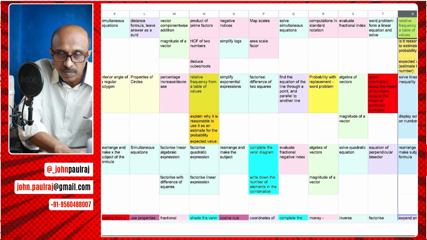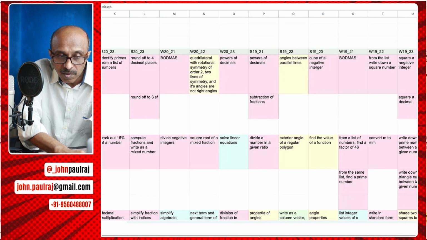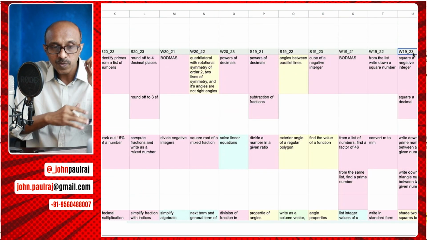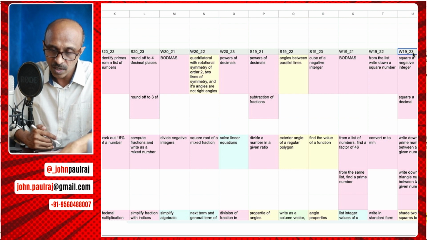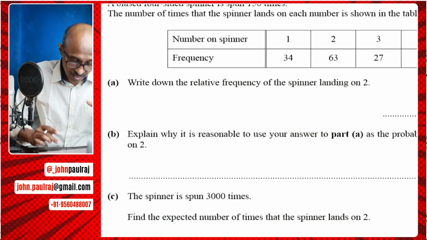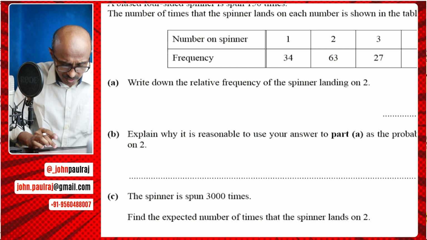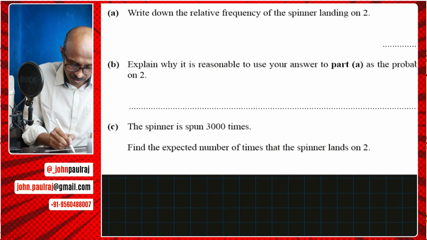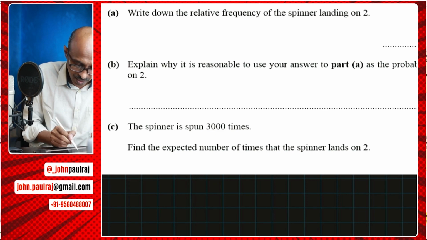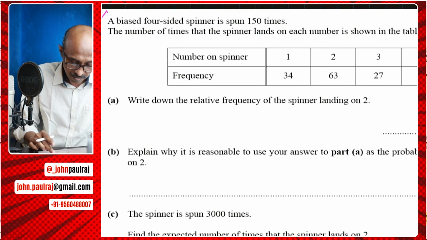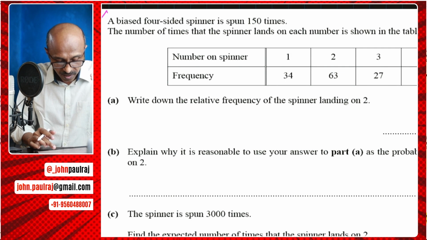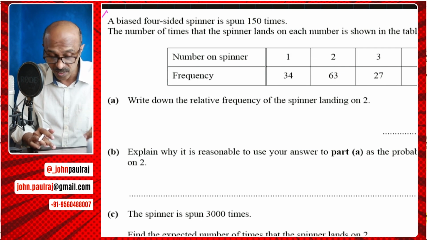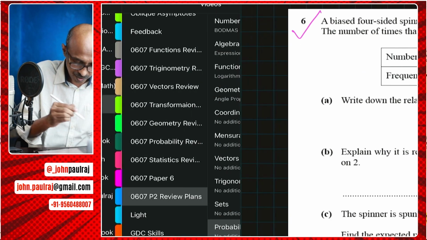I can even tell you which year those kinds of questions have come. It was fun, but it took a lot of time. But let's not lose focus. This question is going to come. So practice these kinds of questions on relative frequency, where the spinner is spun 3,000 times and you find the expected value. These are the three sub-parts of that kind of question which comes on relative frequency. Definitely coming tomorrow for your paper.